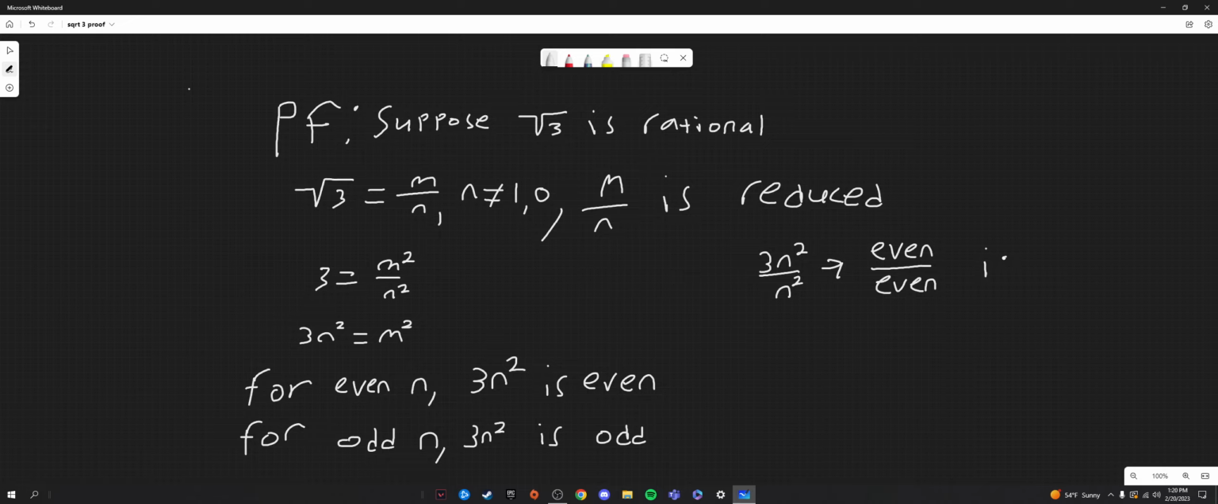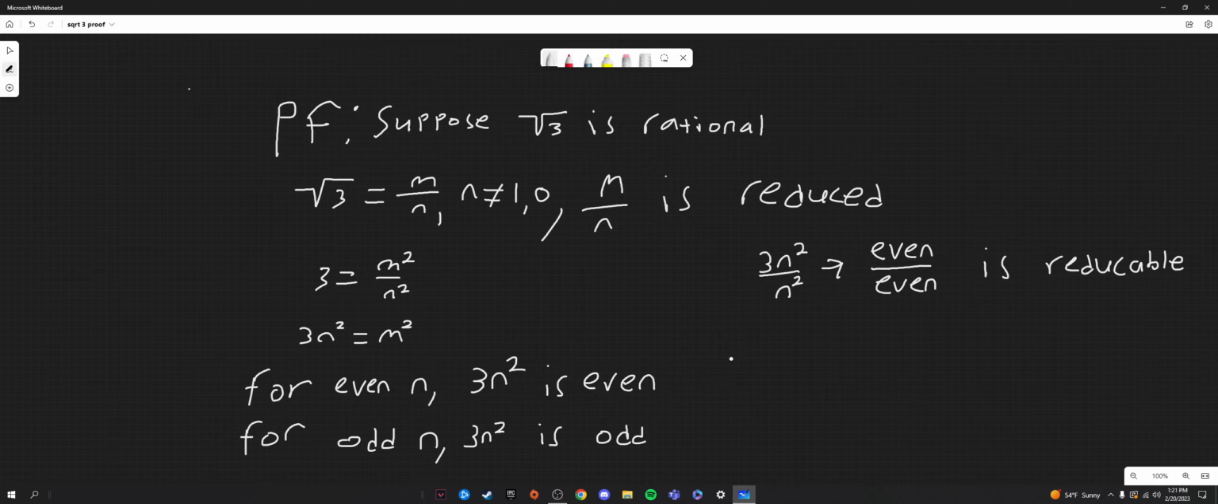So that's the first half of our proof. Let me finish the sentence: reducible. So there's a contradiction there. Of course, it's not necessarily true that odd over odd is reducible. For instance, 5 over 3 or 7 over 3 is not reducible.